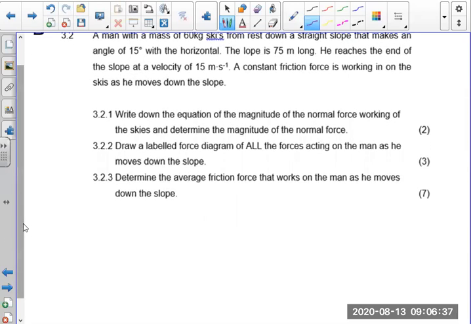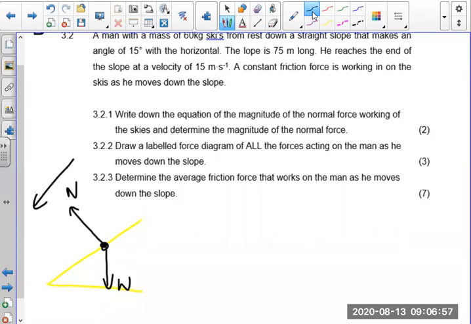Now, let's say we have this slope here. I'm just going to draw a picture for myself. And now I'm going to draw the person. There's the skier. And I'm going to have the weight and the normal force. They are saying that this man is going from rest and is going down, so that's the direction in which he's going to move. The initial velocity with which he starts from the slope is 0. He reaches a final velocity of 15 meters per second at the end of the slope. I'm just putting in all the information, and they talk about a friction force. So there is a friction force.